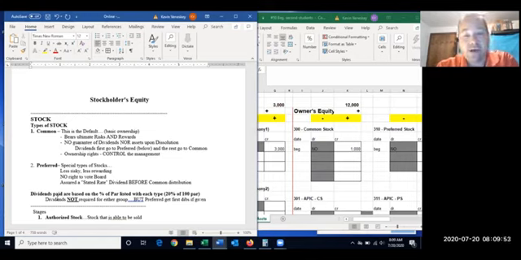And then one of the latter things we're going to look at is when companies pay dividends, how do they know how much to pay? And then how do we keep track of that as well?